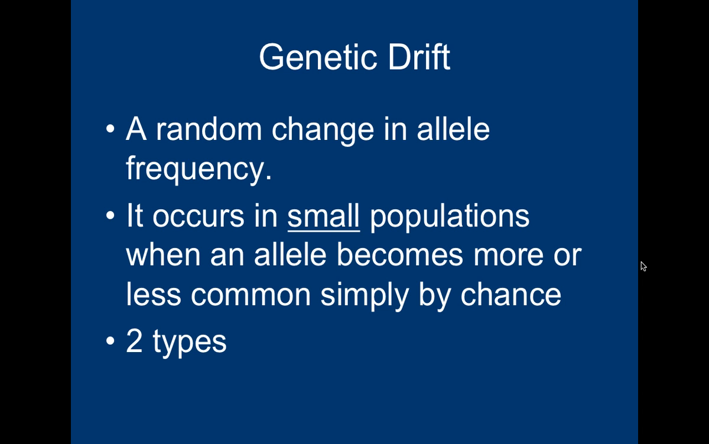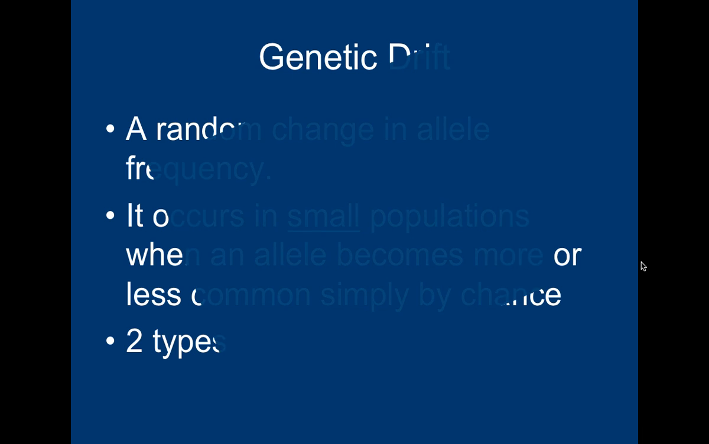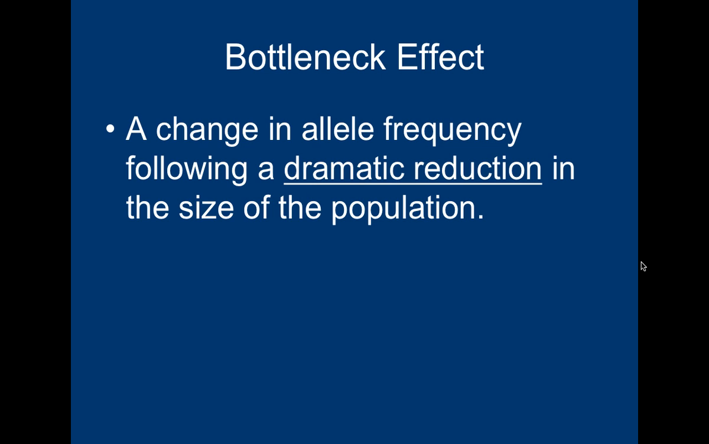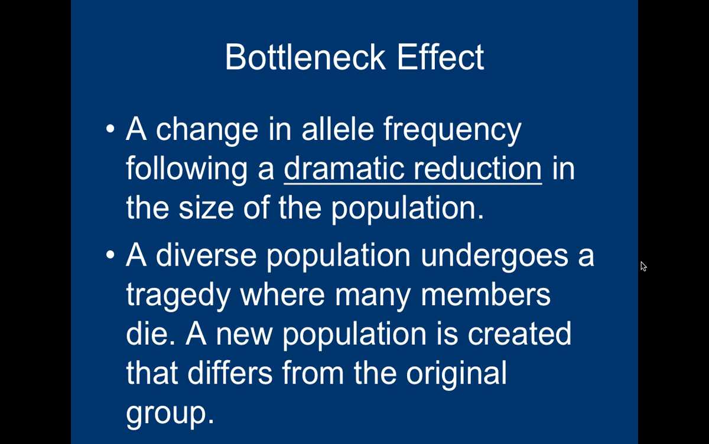Now we have two types of genetic drift that can occur. The first one is what we call the bottleneck effect. This is a change in allele frequency following a dramatic reduction in the size of the population. So what happens here is the diverse population undergoes a tragedy and many members die. The new population is created and it differs from the original group.